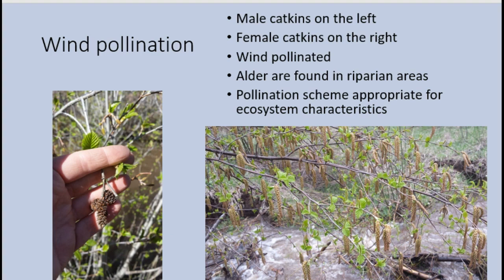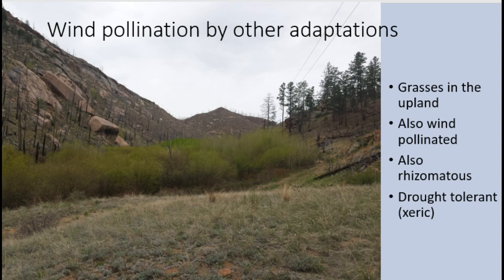And this is an appropriate pollination scheme for the ecosystem characteristics we're describing. These are obligate phreatophytes. They need to be near water. Well, check. Here it is, right near the water. And it can be quite windy in riparian areas and windy in Colorado in general. And these species are adapted for wind pollination. So we can see the wind playing a role in these upland species as well.